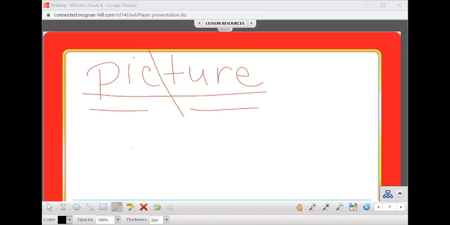All right, let's now clap and read this word. 2. All right, let's say it and clap. 2. Let's do it again. 2. How many syllables are in this word? 1. We only clapped 1 time. So 2 has 1 syllable.